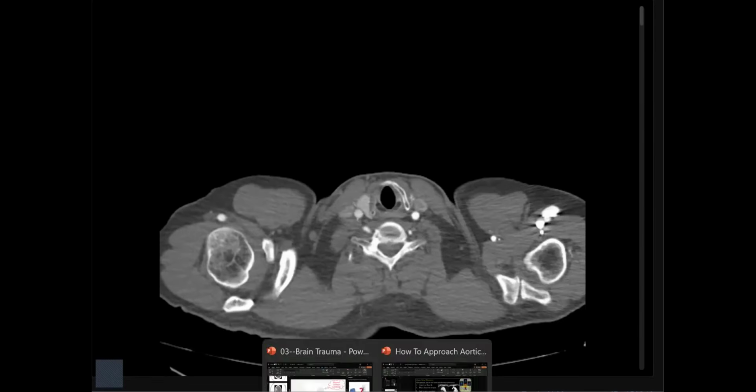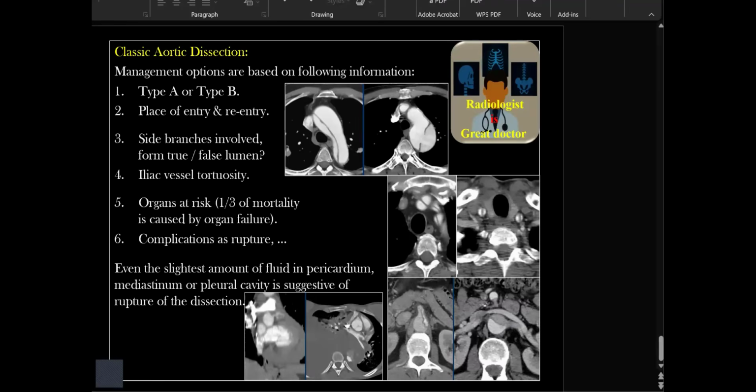Generally, my friends, because it's a very, very important case, you have to be systematic. You should take full marks in this case. It's very common. I don't want any mark to be lost from you. Determine the site of origin and termination, entry and re-entry, because it will determine the type, Stanford A or B, and the management accordingly. Surgical, or here medical, controlling the hypertension, plus surgical if complicated, as in this case.